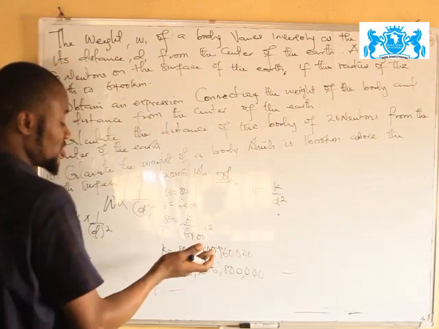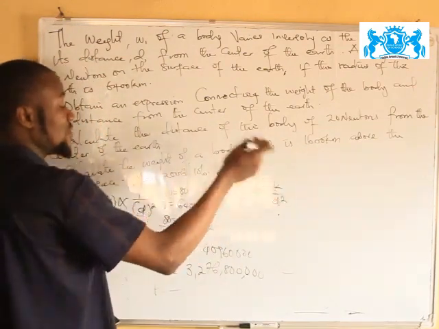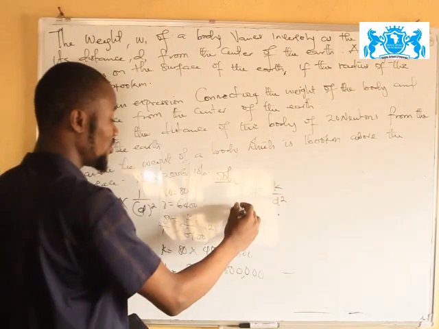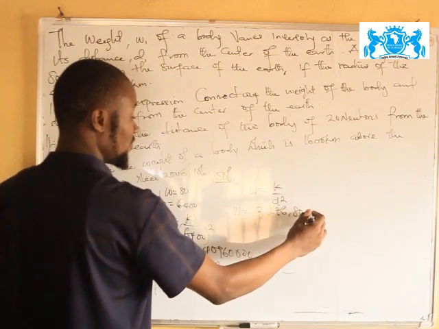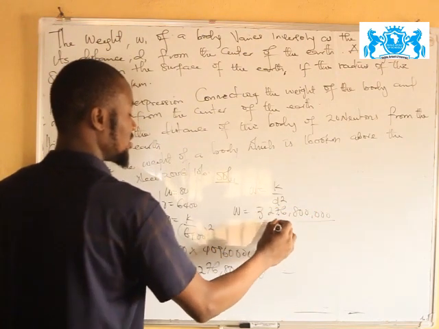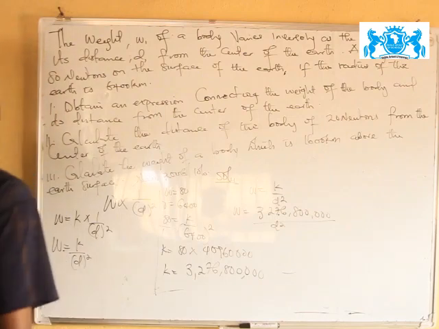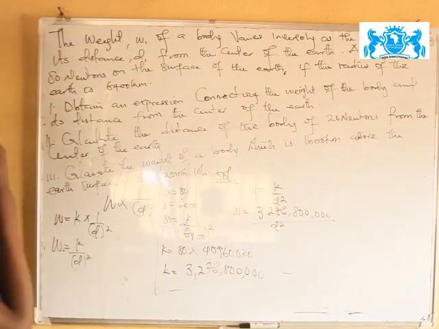Obtaining an expression means just take the value of K and substitute in the equation, and we're having W is equals to 3,276,800,000 all over D raised to power 2. Now the second question says calculate the distance of the body of 20 newtons from the center of the earth.